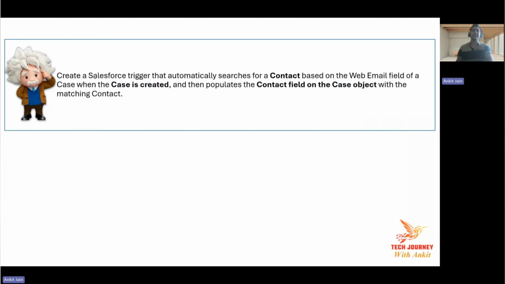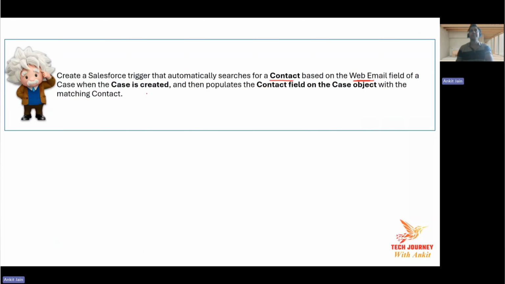The scenario for today is a bit tricky as compared to the last example, so I want you guys to pay attention. So the scenario says that we have to go and create a Salesforce trigger. What that trigger should do is automatically search for a contact based on the web email field of the case object. So on the case object, we do have one field with the name of web email. Based on that web email, we have to go and search the contact.